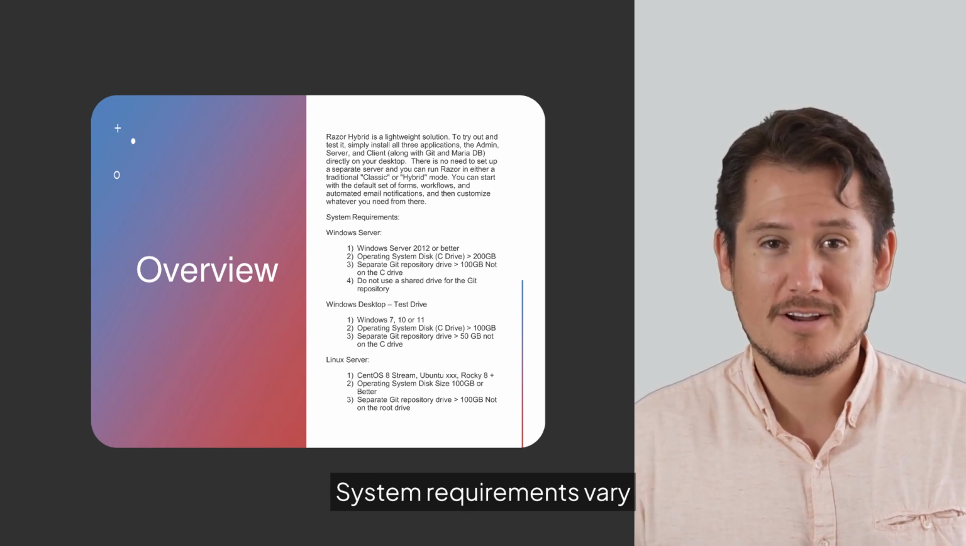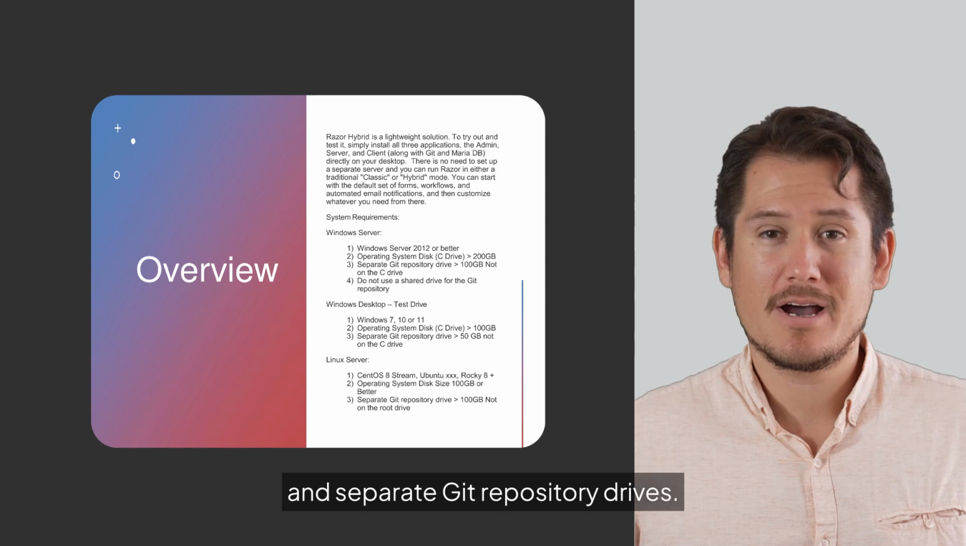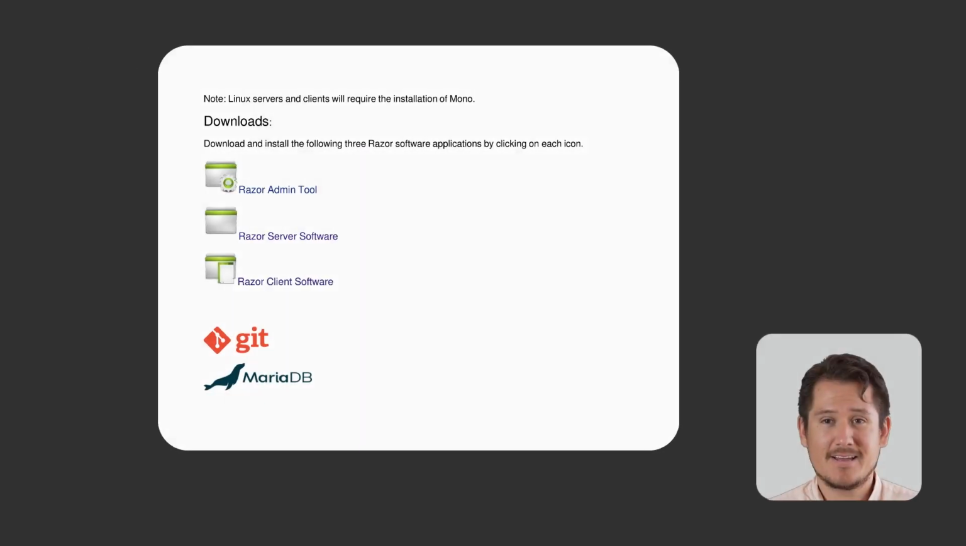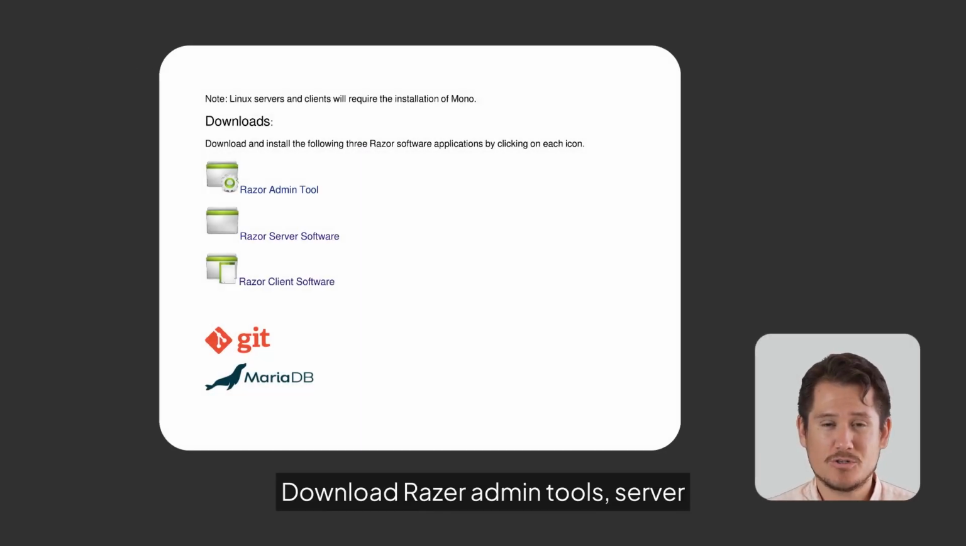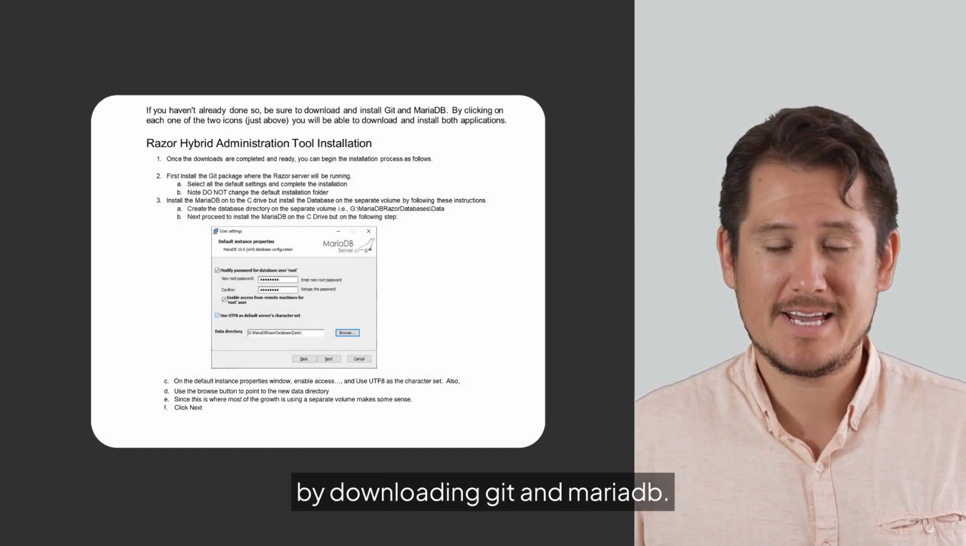System requirements vary for Windows and Linux servers. Ensure adequate disk space and separate Git repository drives. Download Razor admin tools, server software, and client software. Ensure Git and MariaDB are installed for full functionality. Begin installation by downloading Git and MariaDB.